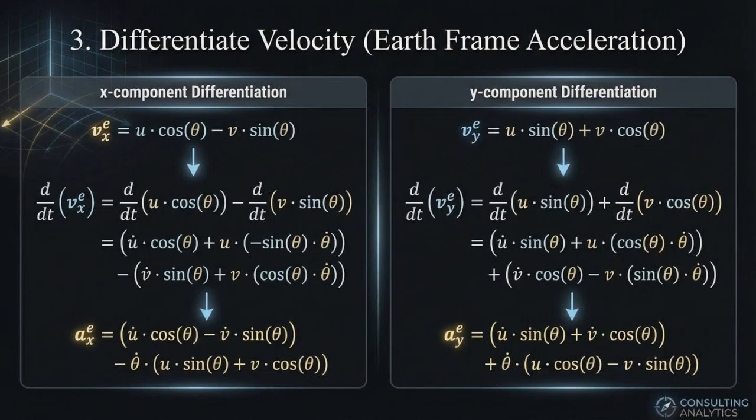Earth frame acceleration is obtained by differentiating the Earth frame velocity components with respect to time. The product rule is applied because both the velocities and the orientation angle depend on time. After differentiation, the terms are grouped to collect u dot, v dot, and theta dot. This results in the Earth frame acceleration components AEX and AEY. Each component contains both translational terms and rotation-related terms. This step prepares the equations to be separated into body rate and rotational contributions.